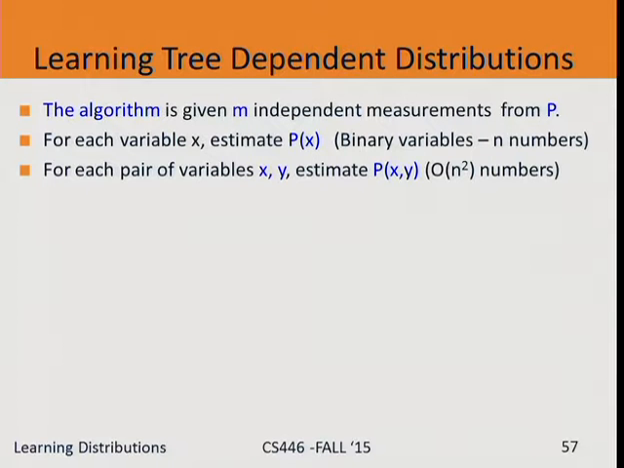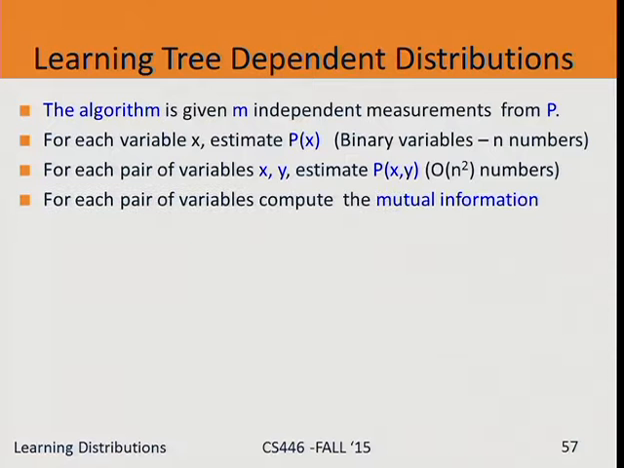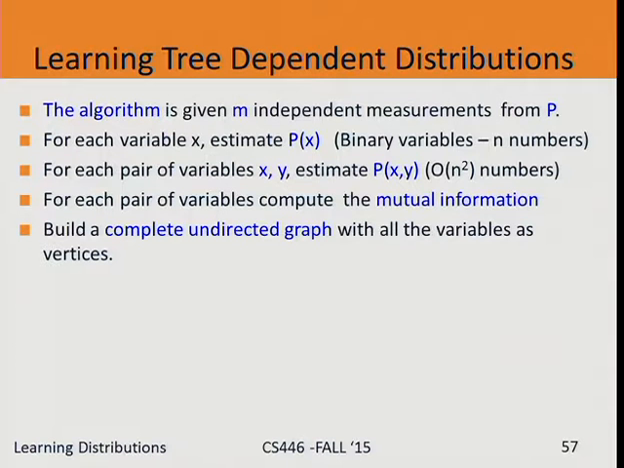Okay, so we computed p of x, y. Now we can compute the mutual information, right? We needed p of x, y divided by p of x, p of y. We can do it now. So we have all the numbers that we need. Now we need to build the Bayes net, or the tree. So we start by building a complete undirected graph. We connect all the edges, and now we have to build a tree on this.